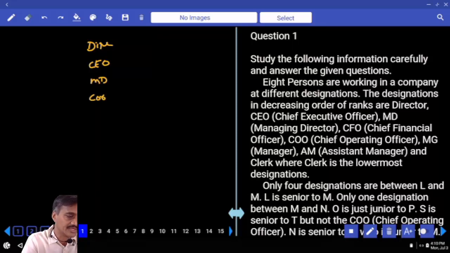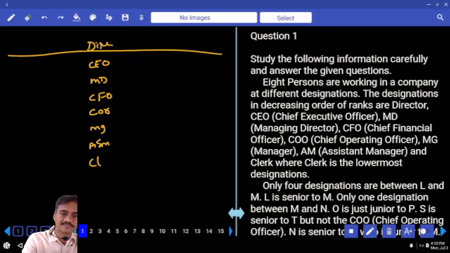COO, and next one CFO. After MD comes CFO, and next one COO, and next to COO manager, assistant manager, and a clerk. All together there are some 8 persons.